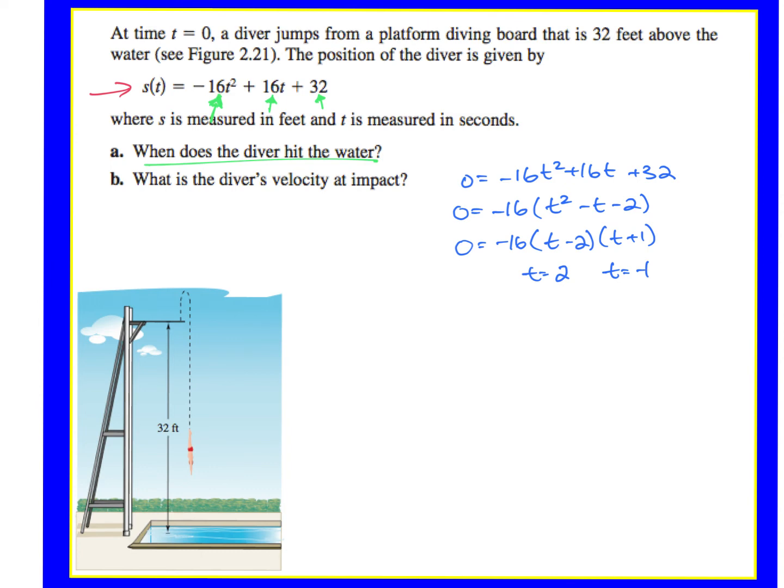Now, what doesn't make sense? Negative 1. We are not going back in time where this diver is meeting the water. Okay, we can't do that. All right, so at time equals 2, the diver is hitting the water. Good, good? All right, part B.